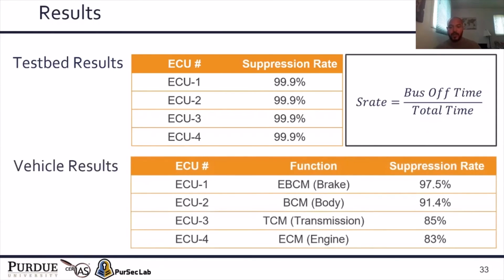On the test vehicle, we were able to map all the messages on the network with 100% accuracy, identify all ECU functions, and achieve a suppression rate ranging between 83 and 97.5%.